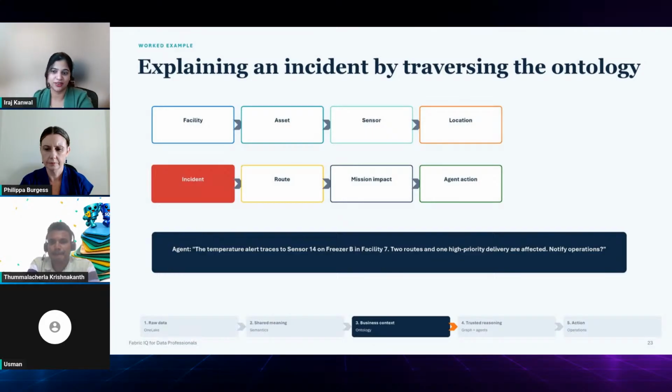Notice what changed here. It is a big difference. We did not just get a better sentence, we got a more explainable path. And it really helps the business and the consumers to know what actually happened and how it affected the other entities. So every step can be inspected, from sensor to asset, asset to facility, facility to route, route to mission impact. And that is why the ontology matters for trust.